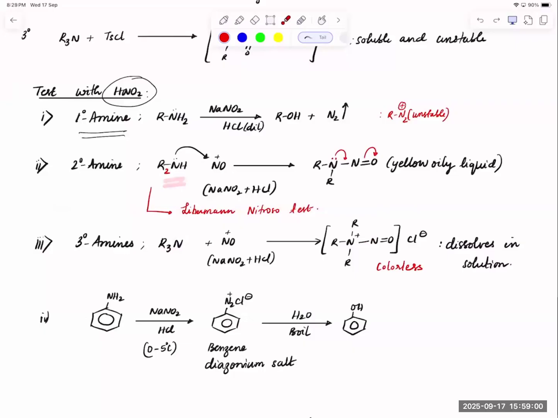If it is a 2 degree amine, since you are having an NO plus, the lone pair will attack on NO plus and converts into this N and double bond O. And this N and double bond O is actually a yellow color oily liquid. It is a yellow color pigmentation which comes to the solution. So it is a yellow color oily liquid. Clear, beta? Now, this formation of yellow liquid is what we call the Liebermann nitroso test.